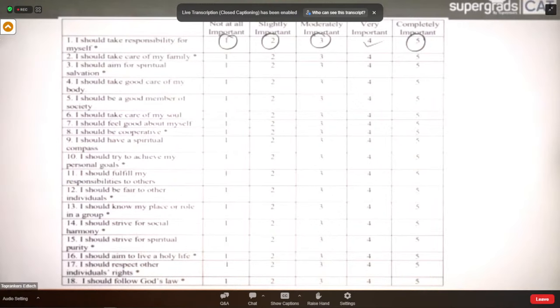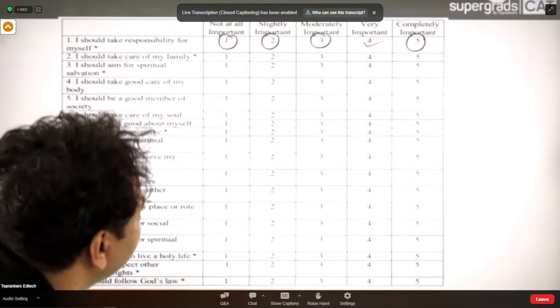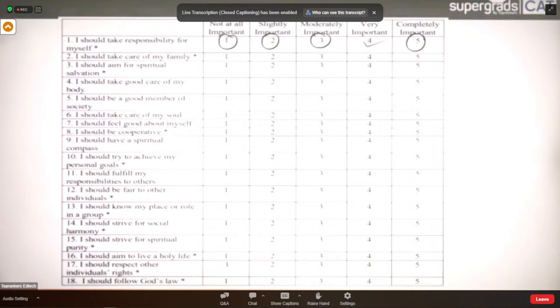Okay, coming to the second one. I should take care of my family. Not at all important, slightly important, moderately important, very important, completely important. What about this one? Others say five, that is completely important. Okay. Vishal also says it's five. Cool.